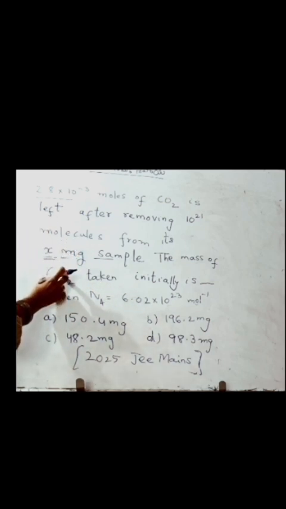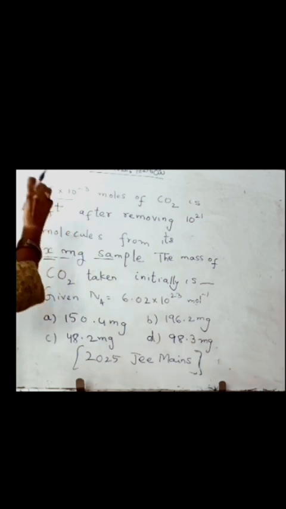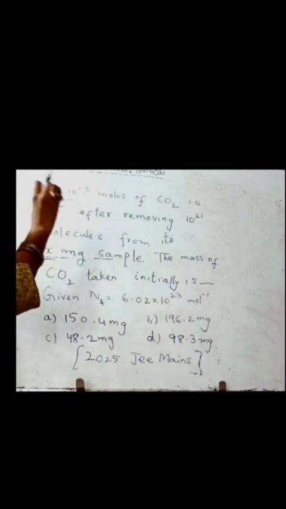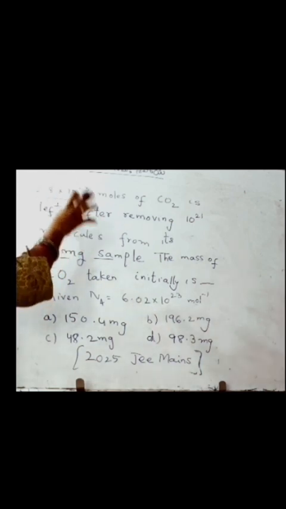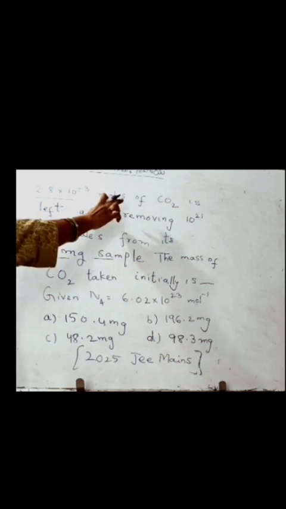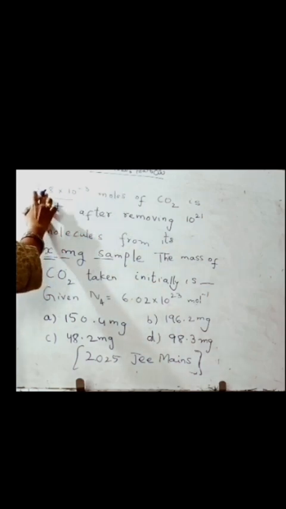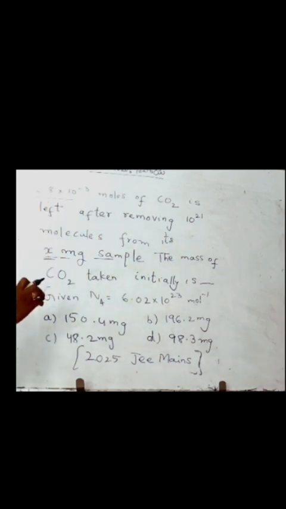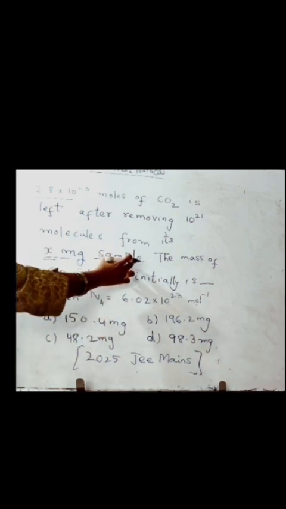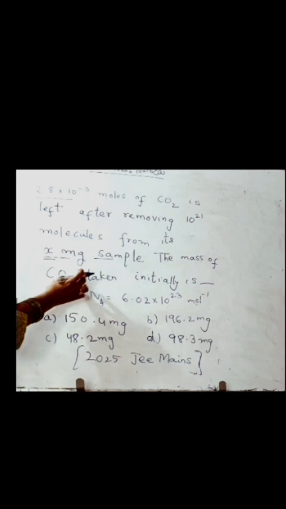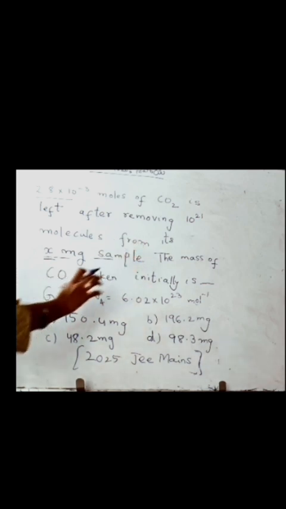Initially the mass of CO2 is X milligrams. From this X milligrams of CO2, 10 power 21 molecules are removed. Then the remaining number of moles of CO2 is 2.8 into 10 power minus 3. This is the problem. We have to find the mass of CO2 which was taken initially. That is, we have to find X.